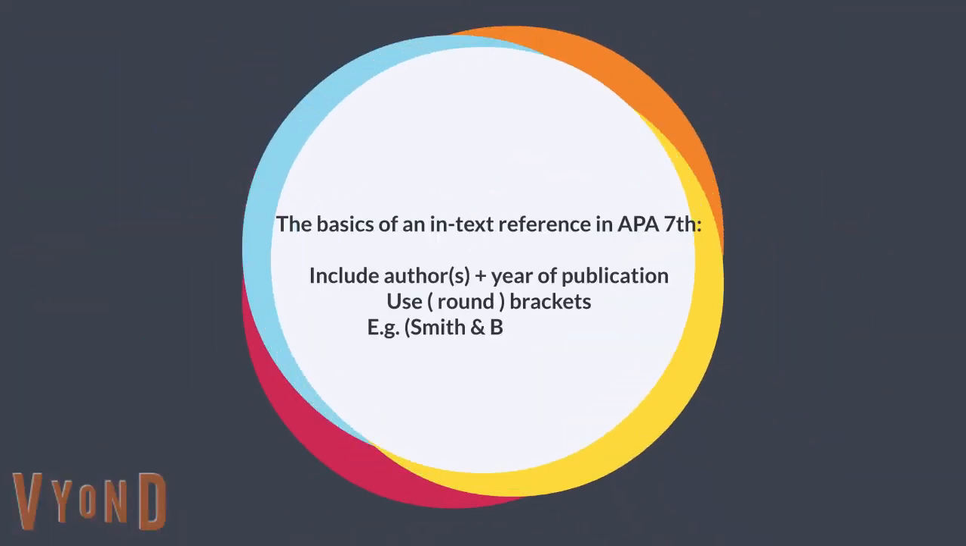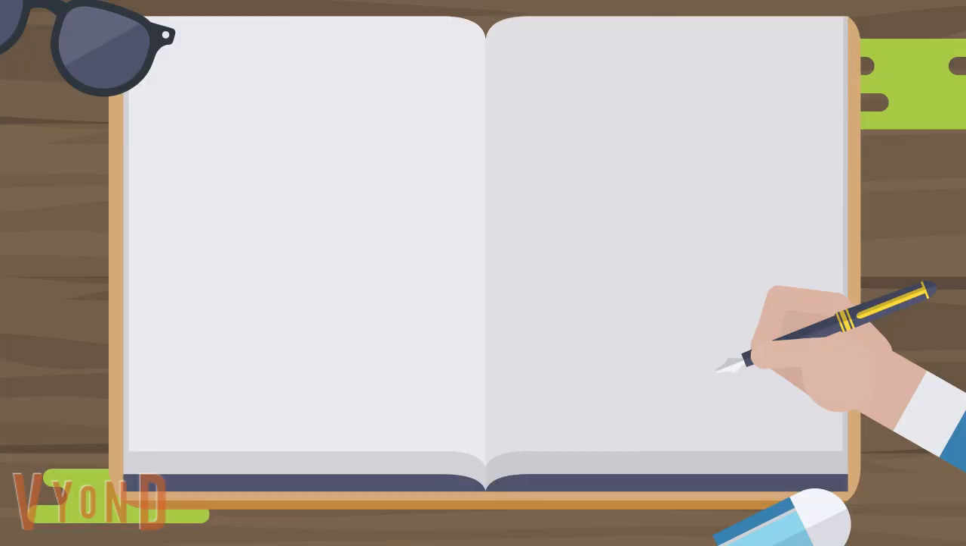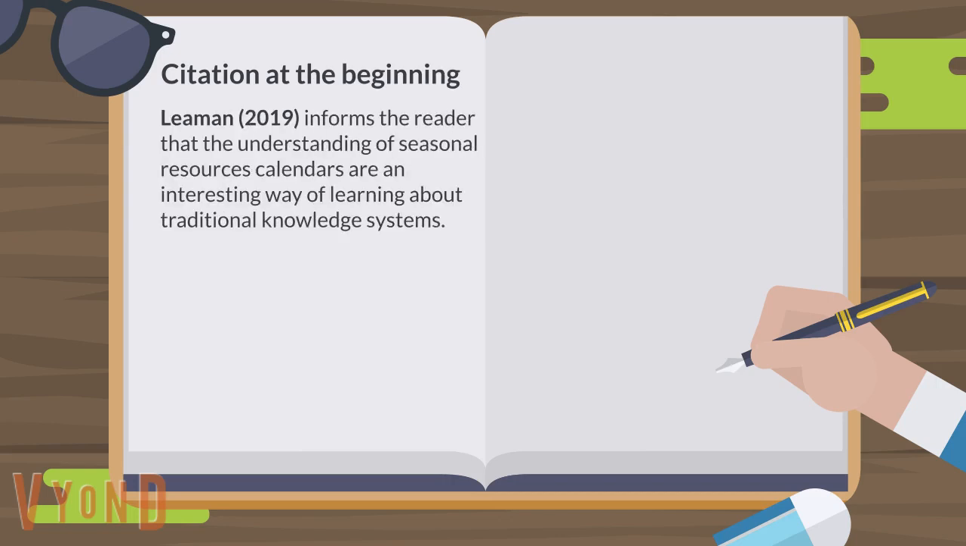So the basics of an in-text reference in APA 7th is to include author or authors and year of publication and use round brackets. When paraphrasing, there is more than one way to place the citation within your text. Look at the citation at the beginning. First you have the surname and then in brackets the date.